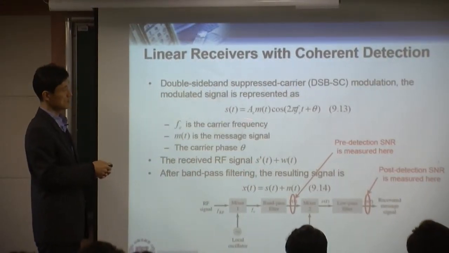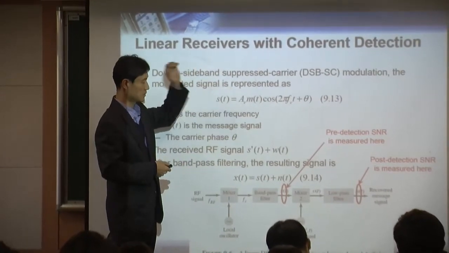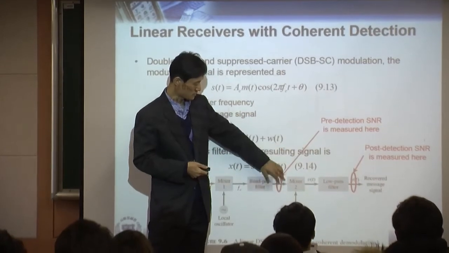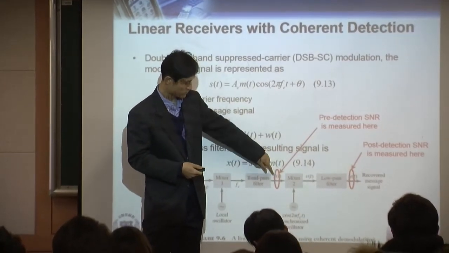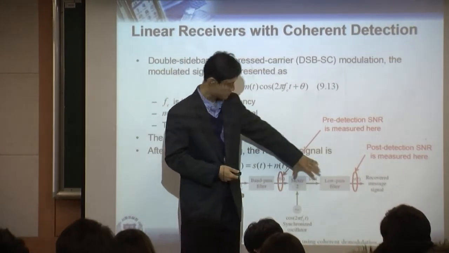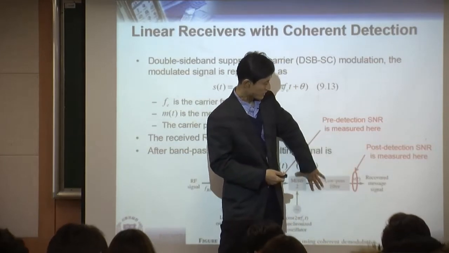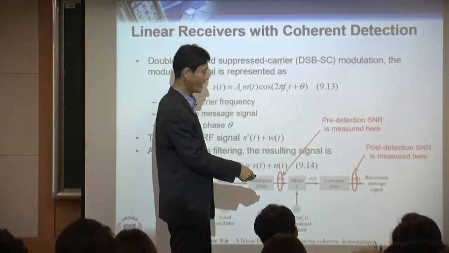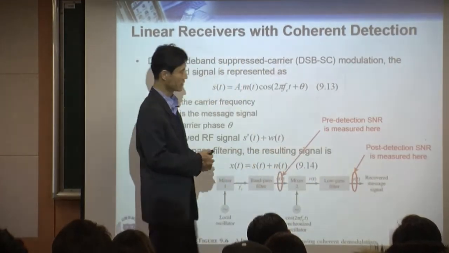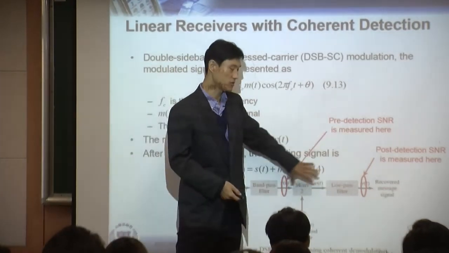In the DSB case, we know that the transmit signal looks like this in equation, and also we know that the pre-detection SNR is measured right here, just after the antenna, after the bandpass filter, and before the demodulation. And post-detection SNR is measured all the way to the end of the receiver, so that is going to be after the demodulation, right? So the pre-detection SNR is before the demodulation.